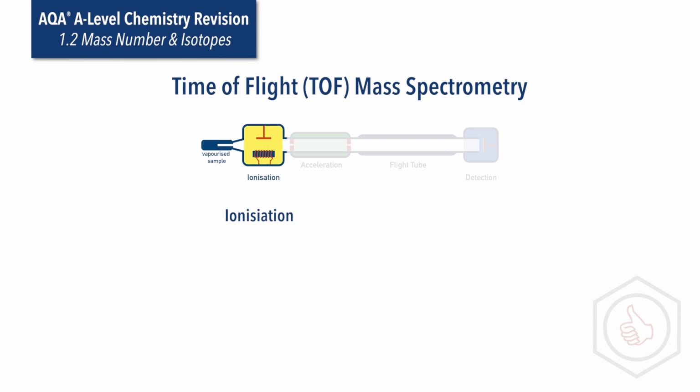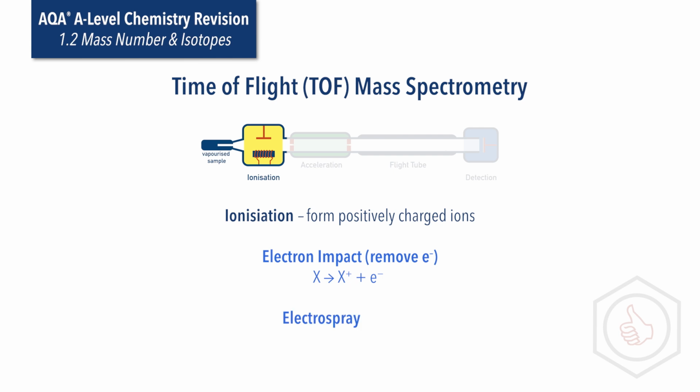Ionization is where the starting sample is turned into positively charged ions. There are 2 main methods that can be used: electron impact, where an electron is removed to make a positively charged ion, or electrospray, where a sample is given a proton, making it a positively charged ion.